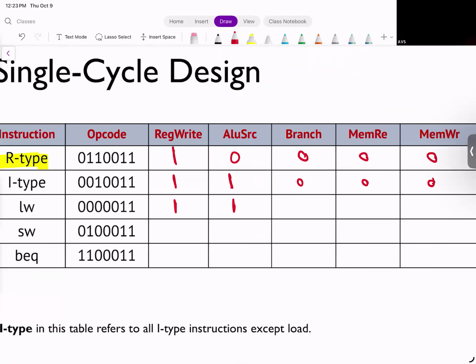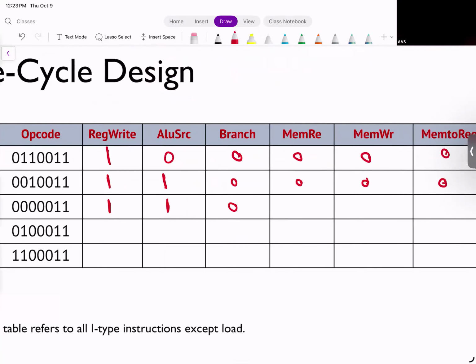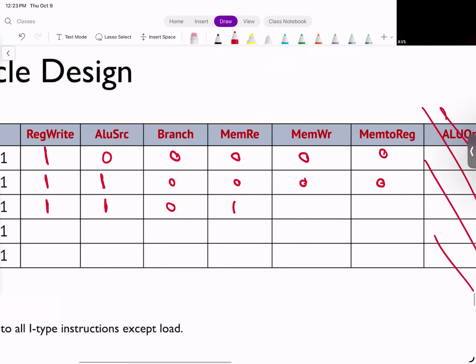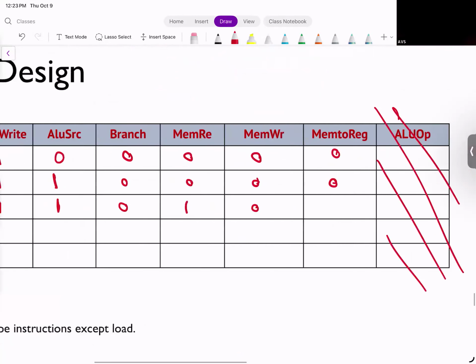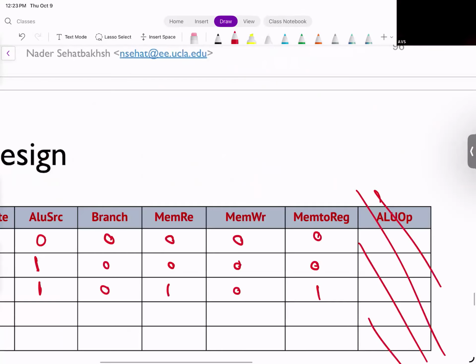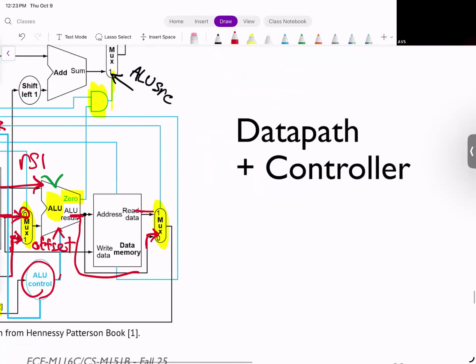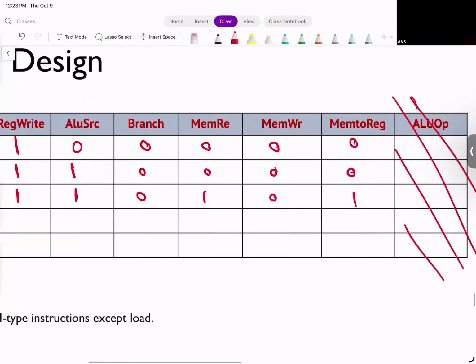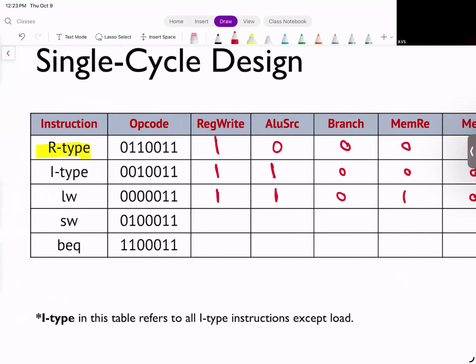What about branch? 0. What about mem read? 1, because this is the one that you actually want to read. Mem write? 0. Mem to reg? 1, because this time you want to actually indeed select from the memory, right? So you want to read it from here. Okay, so store word, reg write.